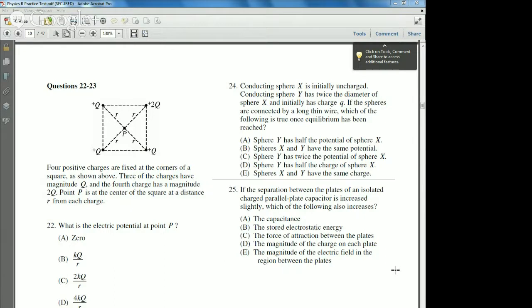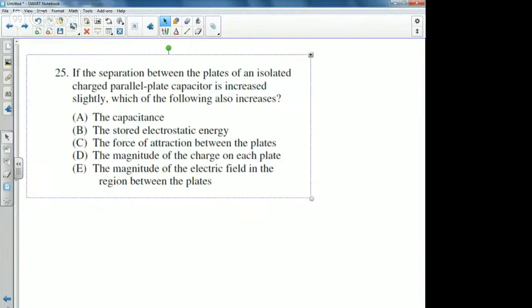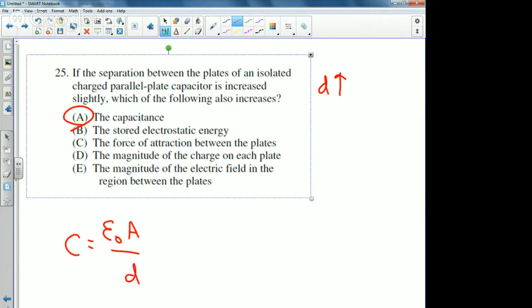25 is a great capacitor question because this actually involves a ton of formulas and you understanding a lot of the formulas. So this will be a great review. They tell us that the distance is increased. They ask us what also increases. Well, let's go through each formula. Capacitance. C is equal to epsilon naught A over D. So if the distance increases, we can see that the capacitance decreases. So it's not A.